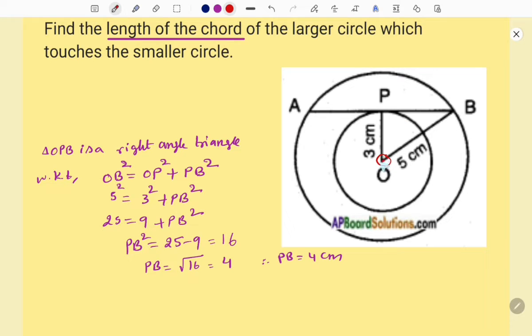From the center, you can draw a line perpendicularly on the chord. We can draw a line perpendicularly on any chord. Then this line OP divides the chord equally. Divides the chord equally means here PB is equal to PA.